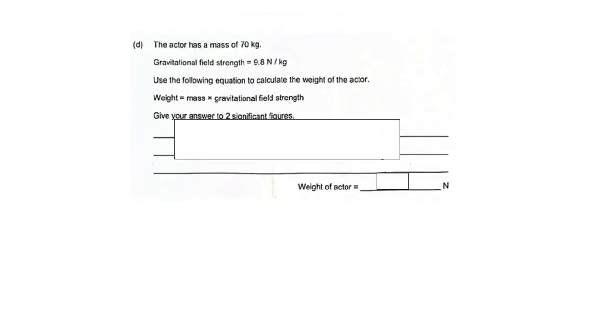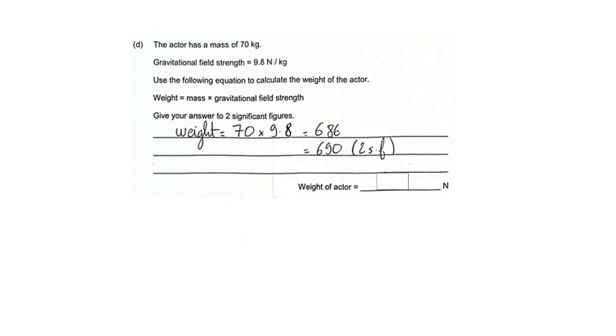Next question. The actor has a mass of 70 kilograms. The gravitational field strength is 9.8 Newton per kilogram. Use the equation to calculate the weight of the actor and give your answer to 2 significant figures. So if you use 70 times 9.8, you find 686 Newton. That's 3 significant figures. You need to round it to 690 to give this answer to 2 significant figures. So the correct answer for the full mark was 690.